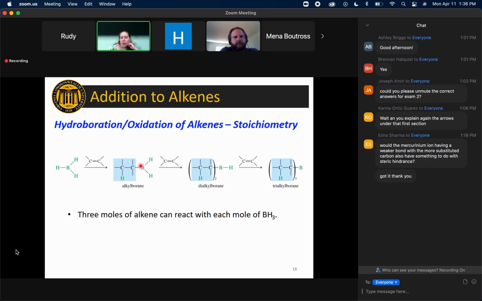But we still have two more BH bonds on our borane. And so we can get a second molecule of our alkene and do the same thing with the second BH bond. So we now have two alkyl groups attached to our boron and one BH bond left over. And then we can do it again with a third alkene. So this BH bond will be added across this double bond to get a trialkyl borane. So this is another reason that Brown won the Nobel Prize, because BH3 is cheap, economical, easy to use, and every molecule of BH3 can process 3 different pi bonds.